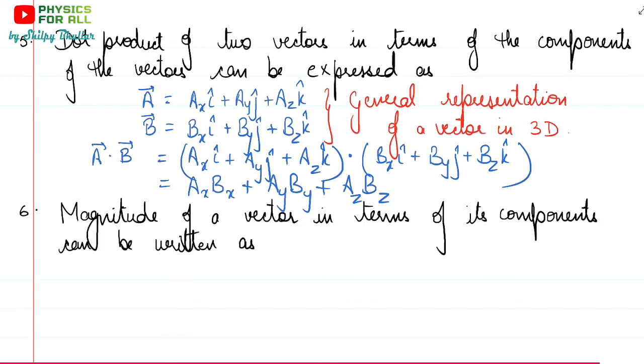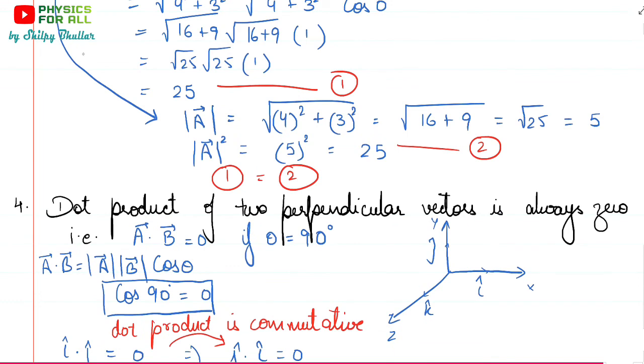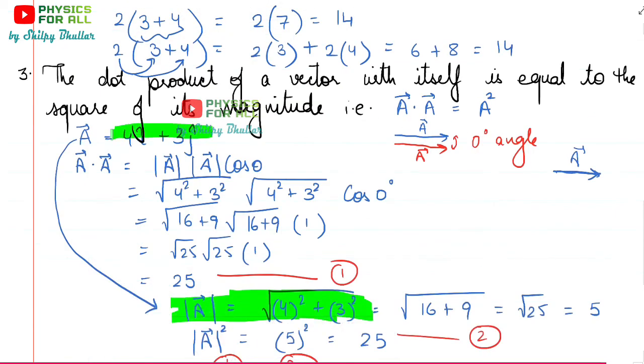Next is the magnitude of a vector in terms of its components. That is how to represent the magnitude of a vector. Well, we have already discussed it. Here I showed you how to find the magnitude of a vector. See here, we have found the magnitude of a vector. And how did we do that? The vector was 4i cap plus 3j cap. So 4 is the component along the x-axis because it is with i cap, and 3 is the component along the y-axis because it is with j cap.